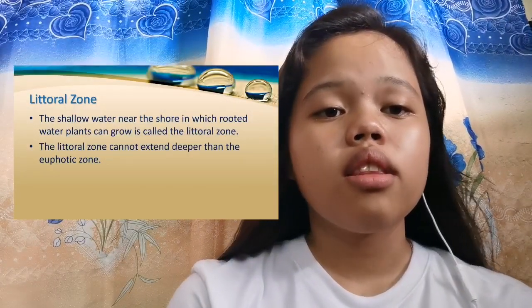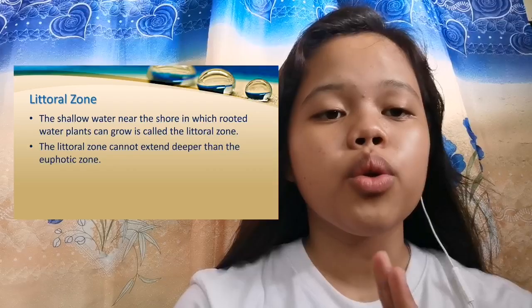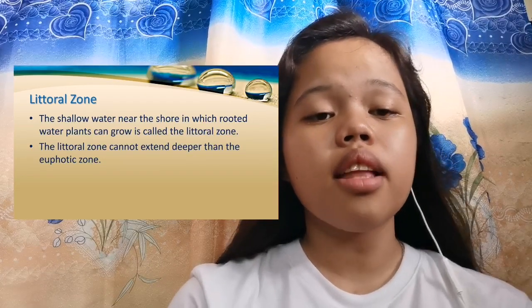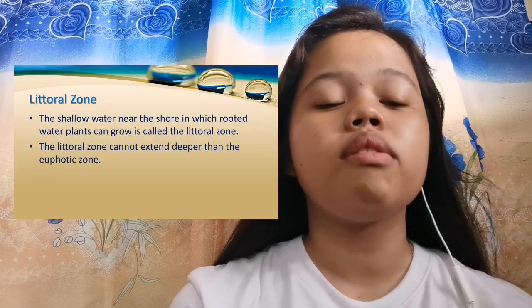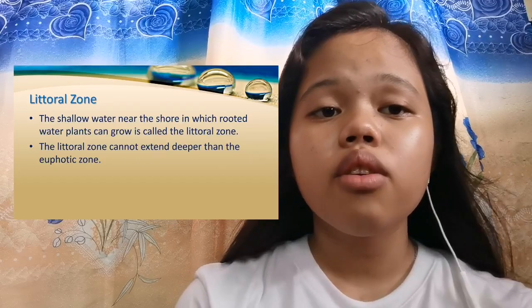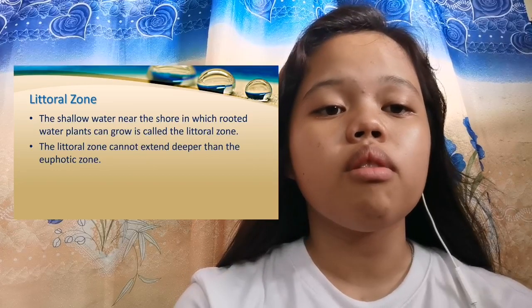Littoral zone. The shallow water near the shore in which rooted water plants can grow is called the littoral zone. The extent of the littoral zone depends on the slope of the lake bottom and the depth of the euphotic zone. The littoral zone cannot extend deeper than the euphotic zone.